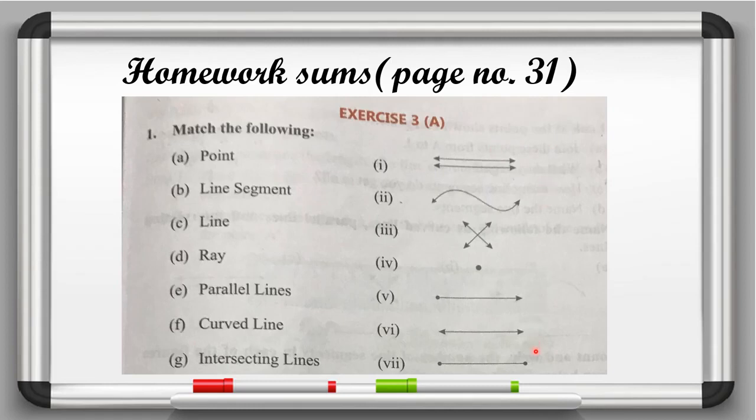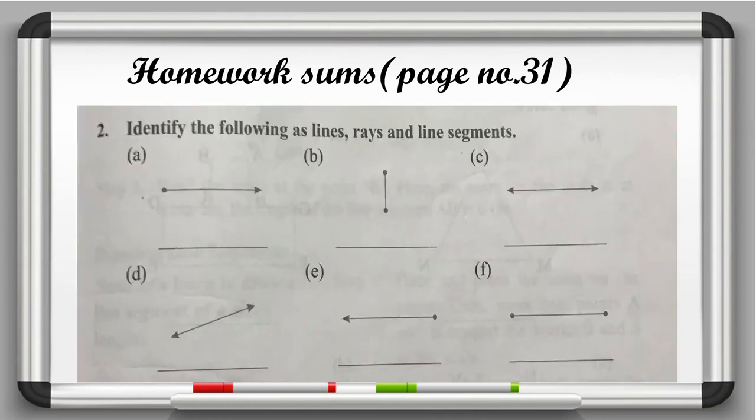So for that, how can you do it? First of all, you have to read page number 28, 29 and 30. After that, you will be able to do it. Read it carefully and after that, you can do it easily. Now in question number 2 beta, you have to identify the following as lines, rays and line segments. You have to see the symbols and then write which line it is. Okay, thank you.